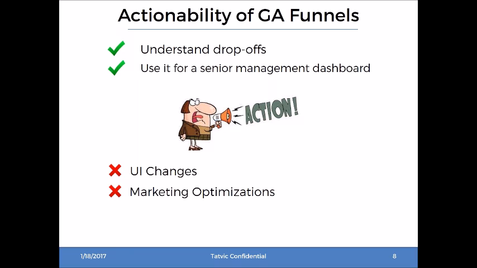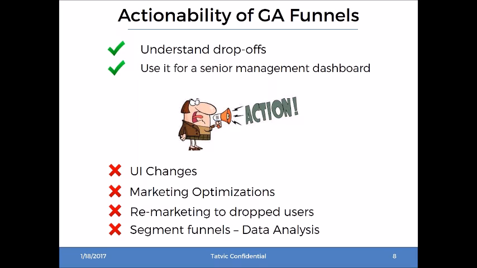Sadly, Google Analytics funnels also do not have the capability to remarket the dropped-off users. Plus, you can't segment the funnels with specific details like sources or medium or city or device category. So what is the solution?